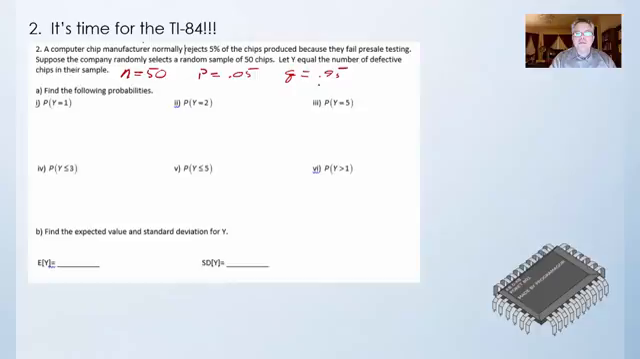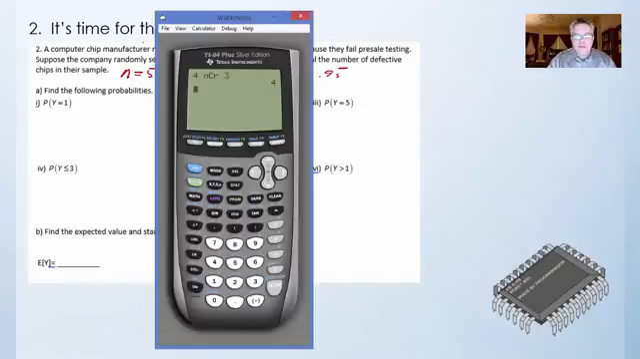And the probability of getting something we're not looking for is 0.95. So there's n, p, and q. Okay, we want to find the probability Y equals 1. Well, we're going to use a calculator for it this time. So this is a binomial model.